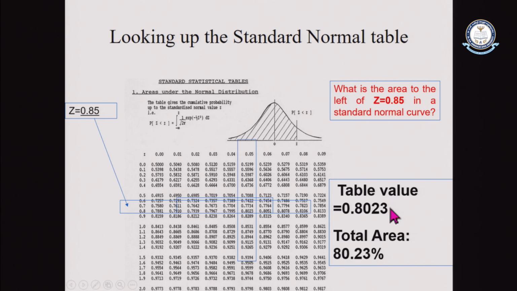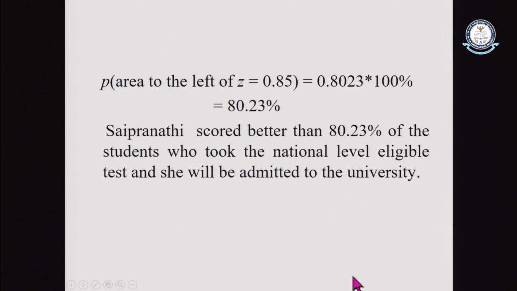As I just explained, total area is this value multiplied by 100. So the total area is 80.23%. Therefore, the probability of the area to the left of Z equal to 0.85 is 0.8023 into 100%, which is equal to 80.23%. So now I can conclude.